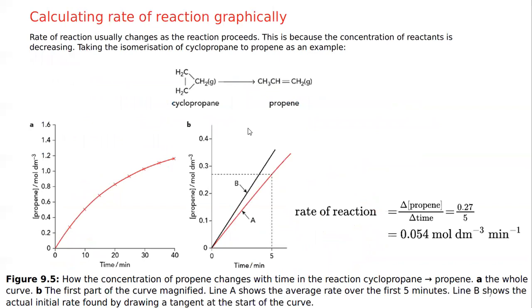Okay, calculating the rate of reaction graphically. It's the same formula, rate of reaction is the change of amount over time. Here in this reaction, it's from cyclopropane to propene. You see here the concentration of product increases over time, up to 40 minutes. So here we have products.